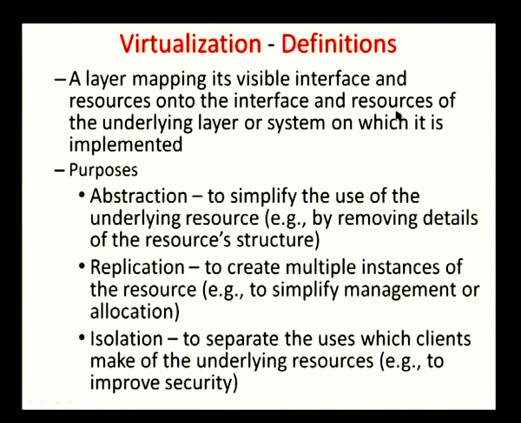Now, let us go to the actual definition. What is the actual definition of it? A layer mapping its visible interface and resources onto the interface and resources of the underlying layer or system on which it is implemented. That is what the interfaces such as ISA, ABI and API, that is the actual meaning of it. So, we are mapping the visible interfaces and the resources into the underlying system.